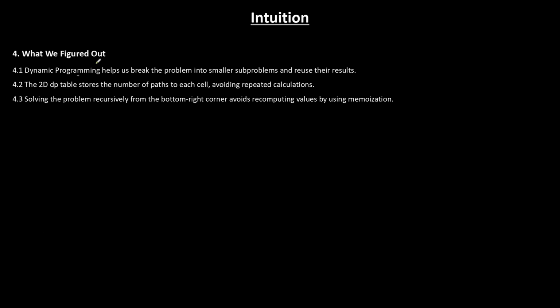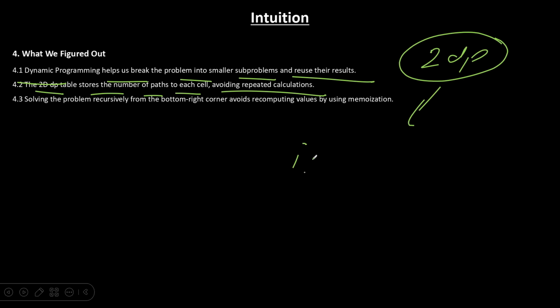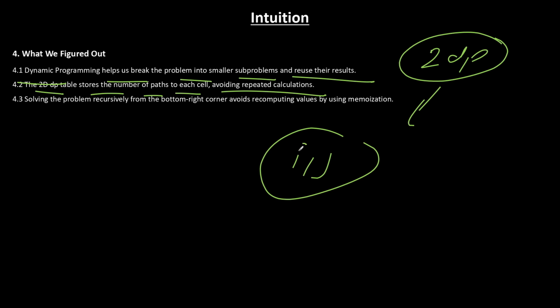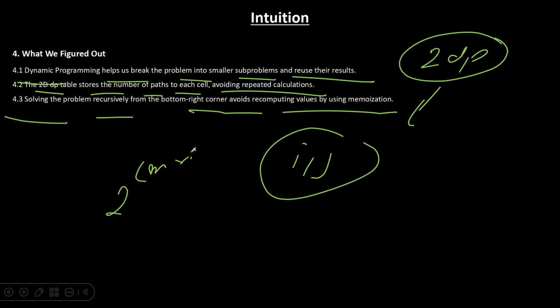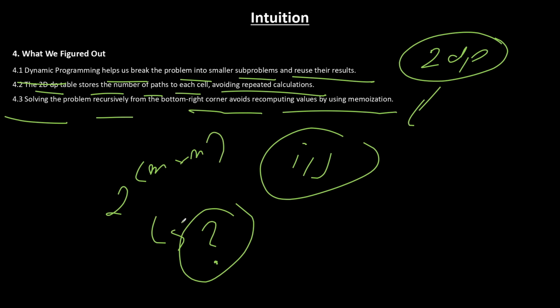What we figured out is that dynamic programming helps us break the problem into smaller subproblems and reuse their results. The 2D DP table stores the number of paths to each cell, avoiding repeated calculations. Why 2D DP? Because here i and j, the two parameters of the function, are changing simultaneously. Solving the problem recursively from the bottom right corner avoids recomputing values by memoization. So it reduces our time complexity from m cross n to, I will let you know in the next slides. I hope you understood the intuition. Now let's move to the next slide.